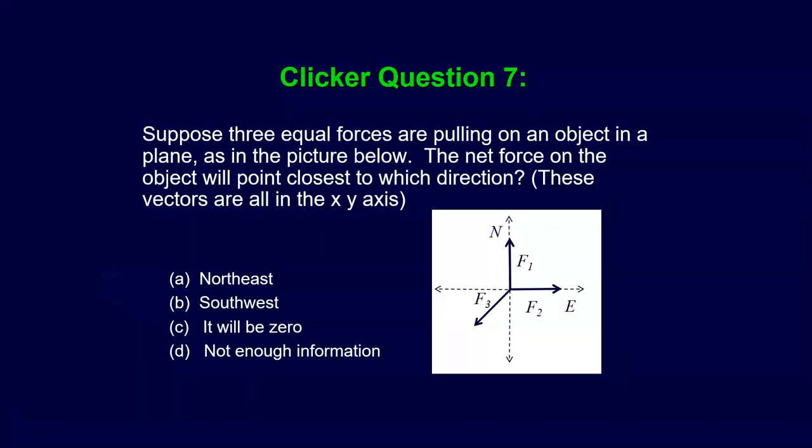Now here's a nice conceptual one. Here we have 3 forces in an xy plane. We're saying that the y-axis is north and the x-axis is east. So 3 equal forces, F1, F2, and F3, and they're set up this way here. They're all pulling in different directions in the plane. And we want to know which direction the net force on the object will be closest to. So think about this one, go ahead and pause and think about it, and we'll talk about it.